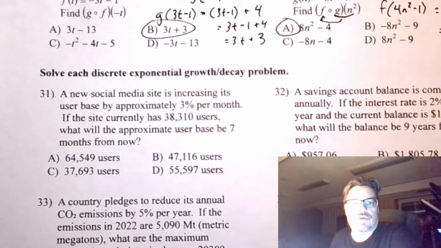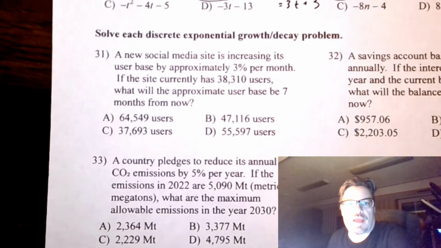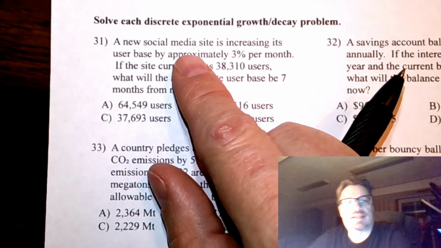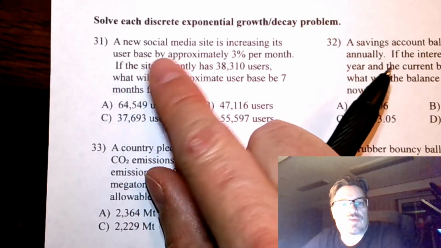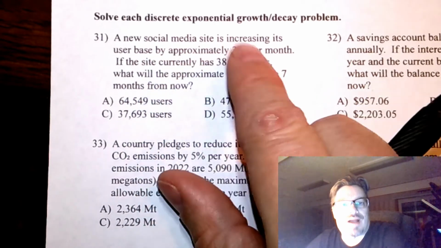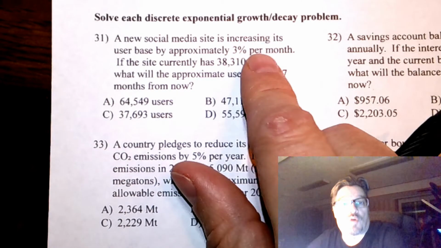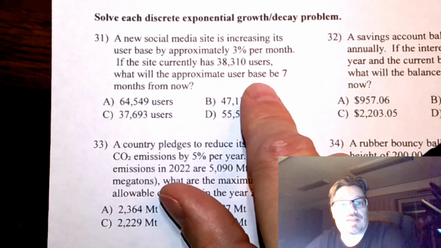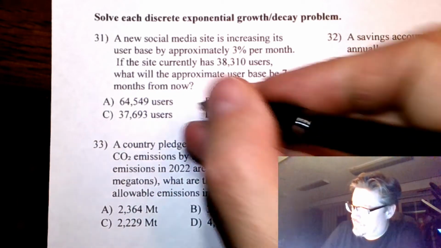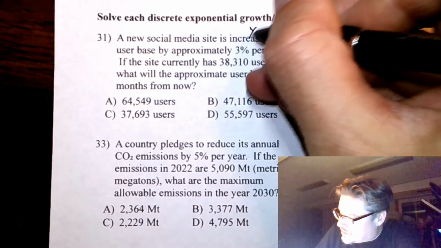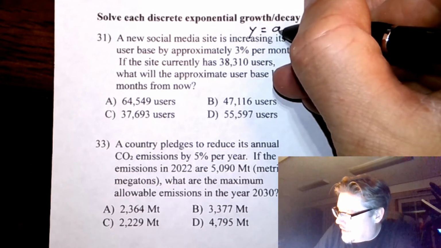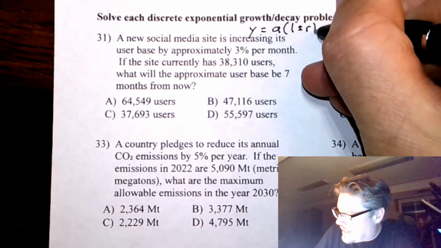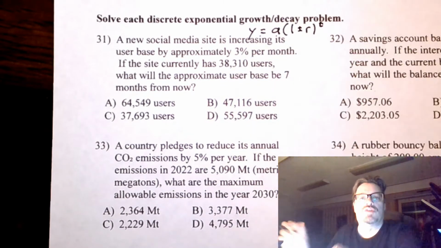All right, now we're getting into the exponential growth and decay. And so let's just set these up. A new social media site is increasing its user base by approximately 3% per month. If the site currently has that many users, what will the approximate user base be 7 months from now? So what you've got to remember is that the basic function is your initial value, and you either add or subtract the rate, and you raise it to usually time.